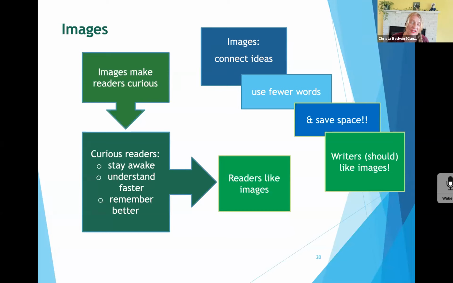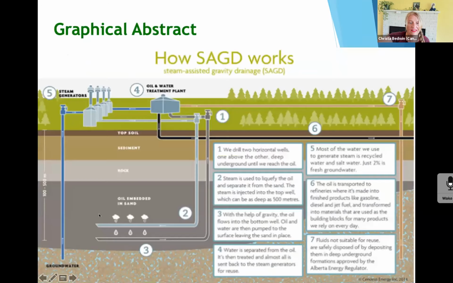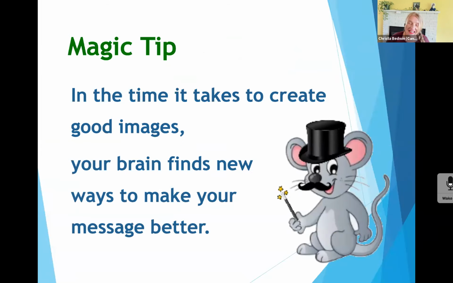So writers should like images, but writers don't like images sometimes. Why do writers not do images? Because it takes time. However, the good thing is, when you spend that time, you get this magic happening that you begin to understand your own ideas better and you understand your own communication better in the effort of putting together the image about it.